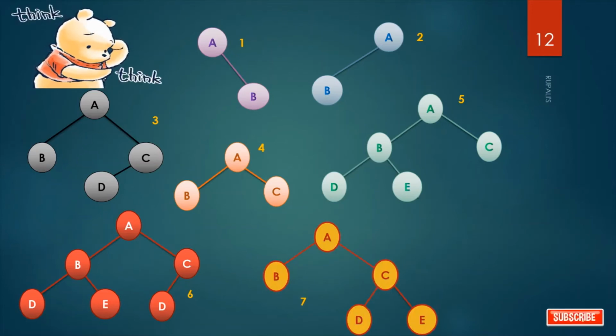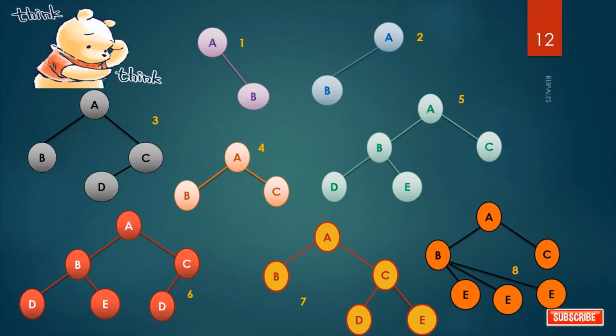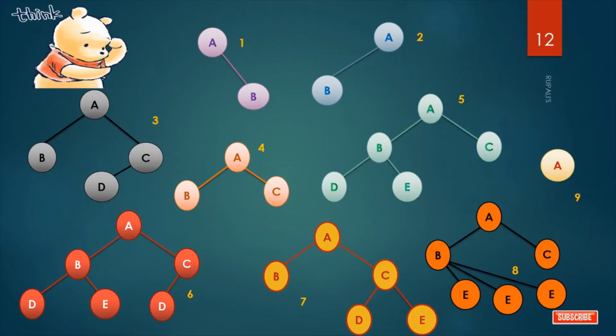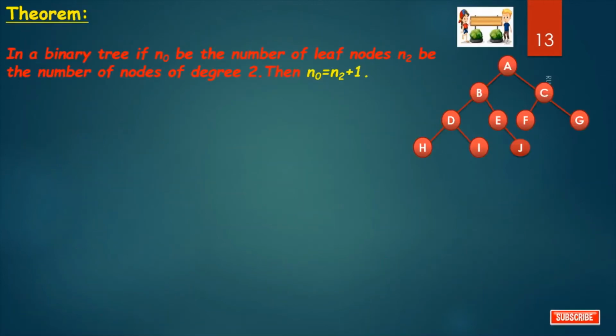Next tree. Is this a binary tree? Yes. Strictly binary tree? Yes. Complete binary tree? No. Almost complete binary tree? No. Next tree. Is this a binary tree? No. Strictly binary tree? No. Complete binary tree? No. Almost complete binary tree? No. The last one. Is this a binary tree? Yes. Strictly binary tree? Yes. Complete binary tree? Yes. Almost complete binary tree? Yes. Now your task is to try to write in the comment section what is the reason behind that, how we can get the result. Now we have to prove one theorem.